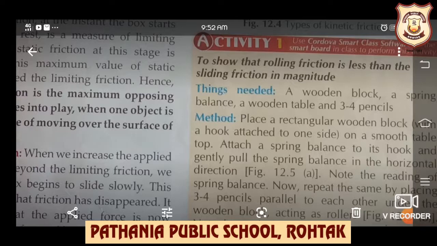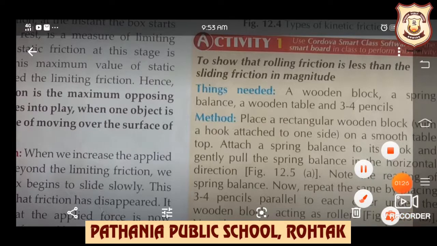We have to take a wooden block, a spring balance, a wooden table and 3-4 pencils. Now what we have to do, we have to place a rectangular wooden block on a smooth tabletop. Attach a spring balance to its hook and gently pull the spring balance in the horizontal direction. Now you have to note down the reading of the spring balance. Now you have to repeat the same by placing 3-4 pencils parallel to each other under the wooden block. अब आपको उस wooden block के नीचे pencils रखनी है. Now you have to take the reading from the spring balance.